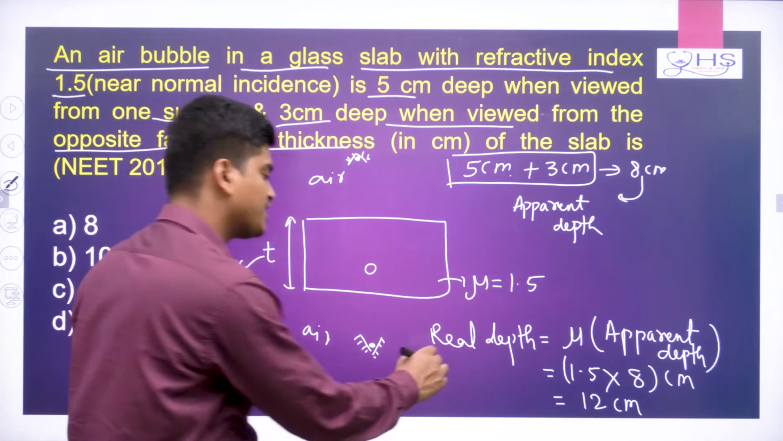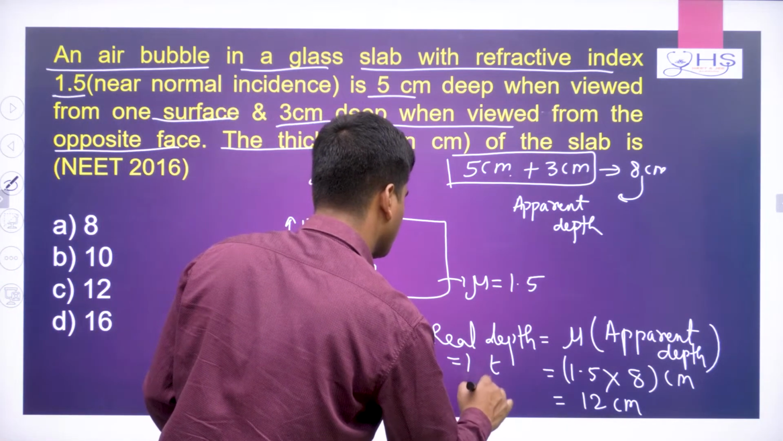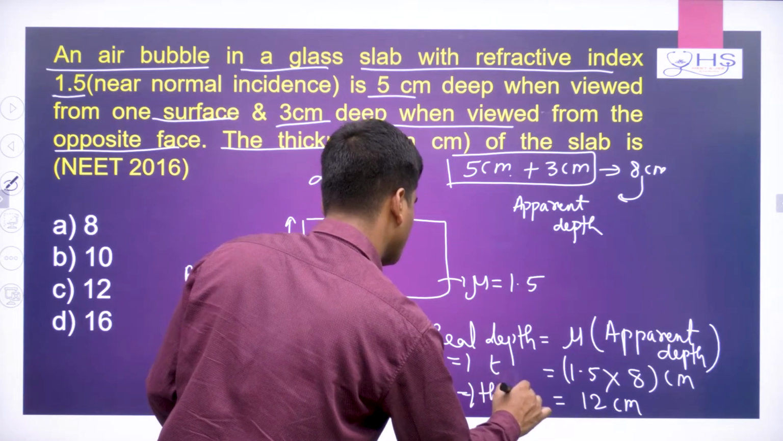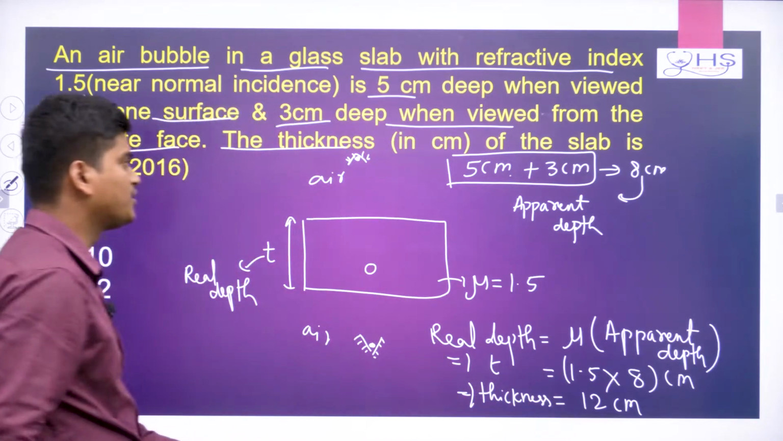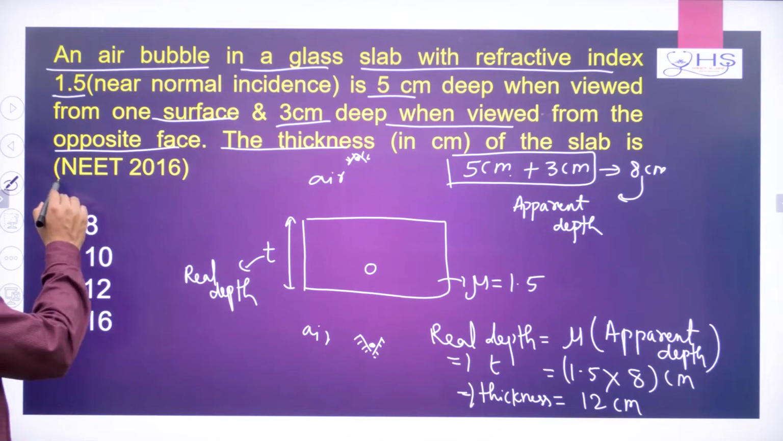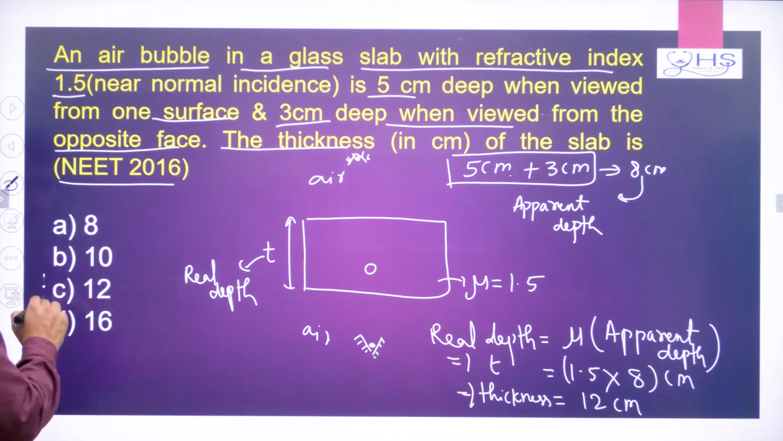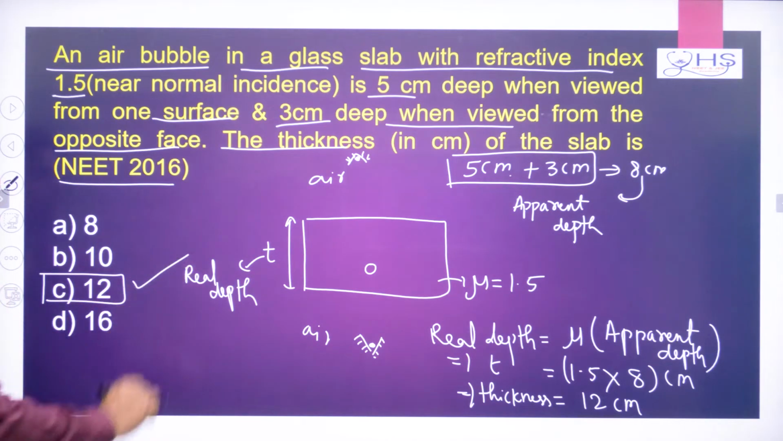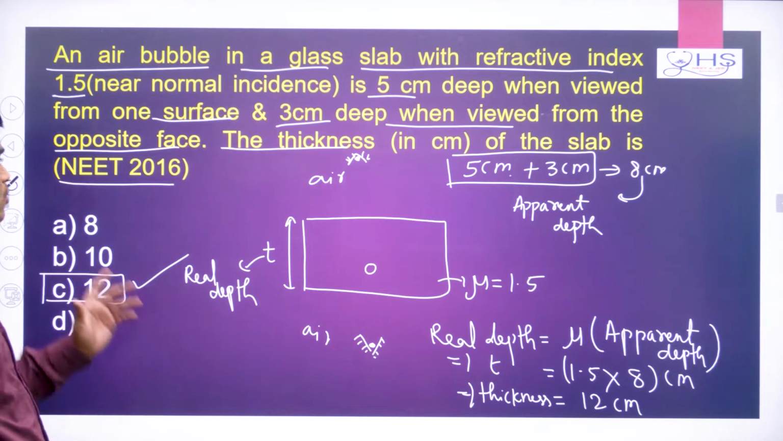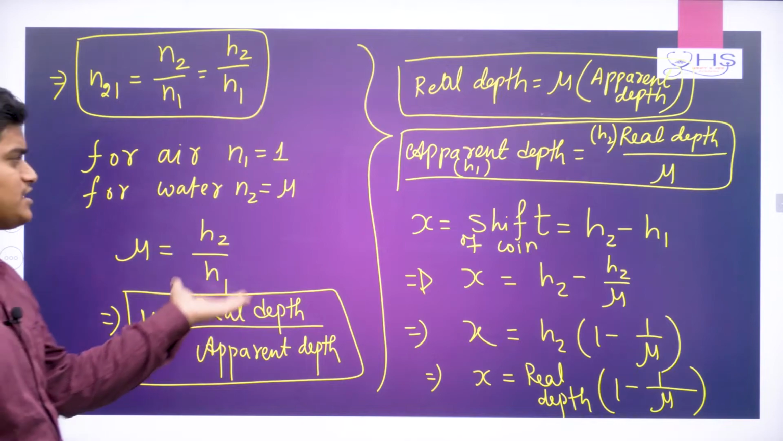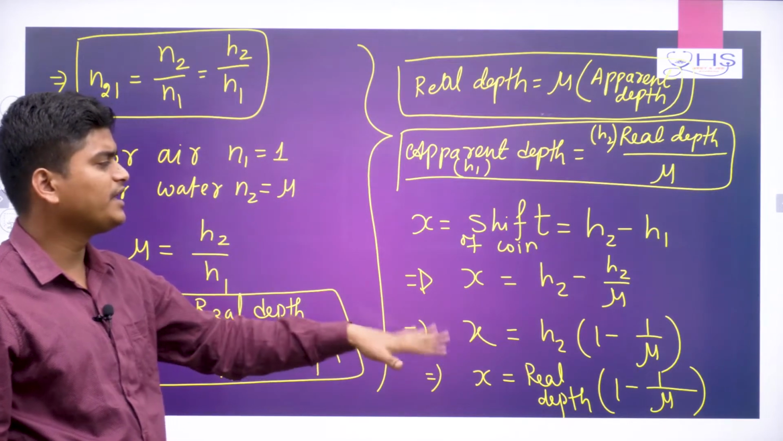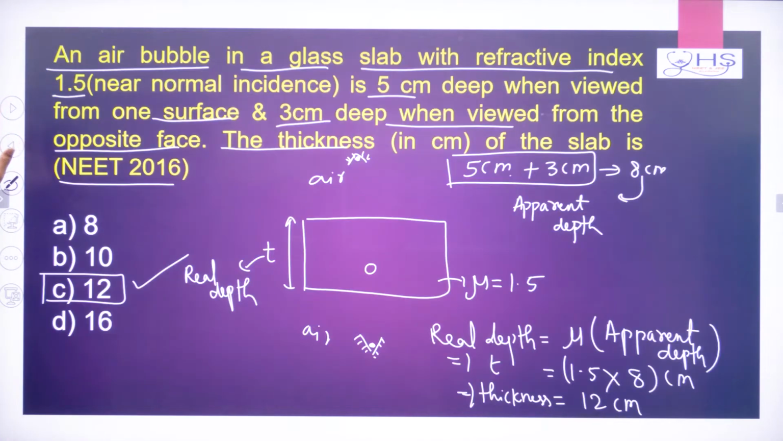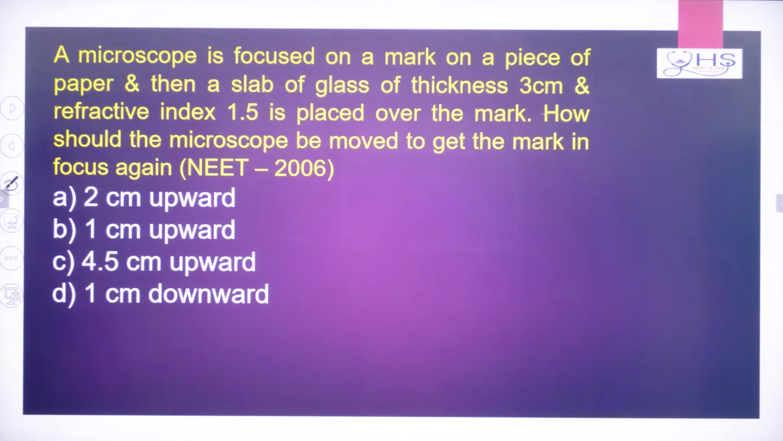So real depth means basically it is your T, thickness. So the thickness is coming how much? Thickness is coming 12 centimeter. Okay. So simple question, it was asked in NEET 2016. So your answer will be option C, which is the correct option. Thickness is 12 centimeter. Okay. So it's very easy only. Once you know this formula, the relation between real depth, apparent depth and shifting, then easily you can find this answer. Now come to the next question.